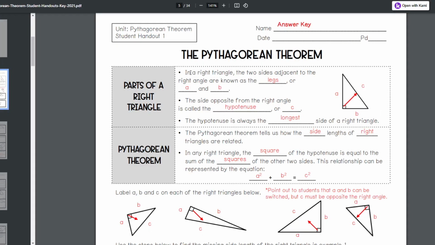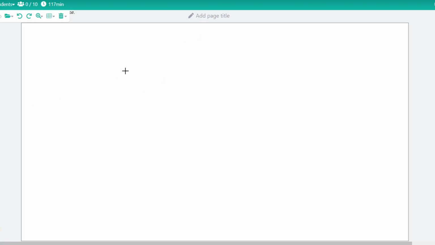So in a right triangle, the two adjacent sides to the right angle, or the angle that is 90 degrees, are known as the legs. The legs are called A and B, and they are also the shorter sides of the right triangle.